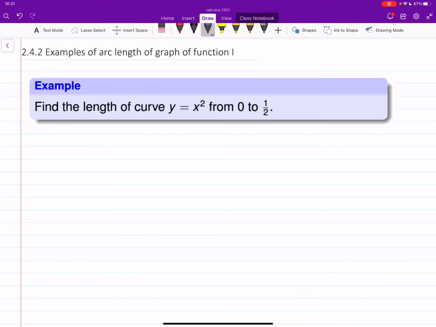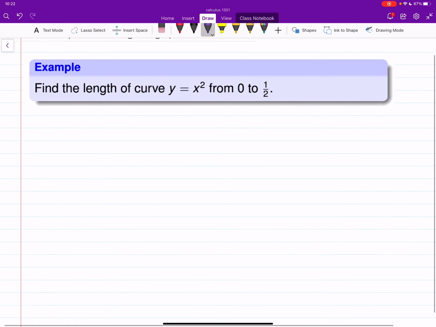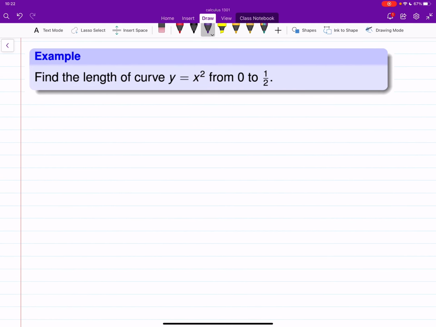Hello everyone. In this video, we will do an example for arc length of a curve given by graph of a function. So remember that arc length of such a curve is given by integral from a to b of square root of 1 plus the derivative of the function squared, dx.